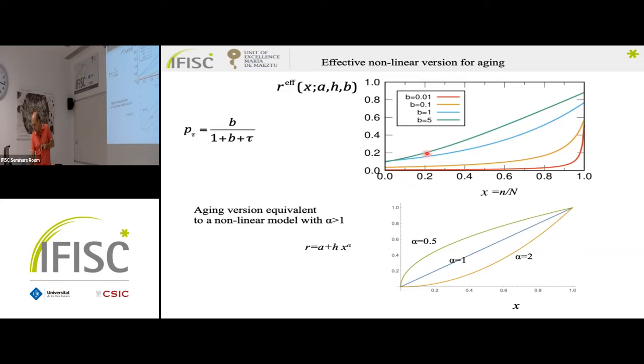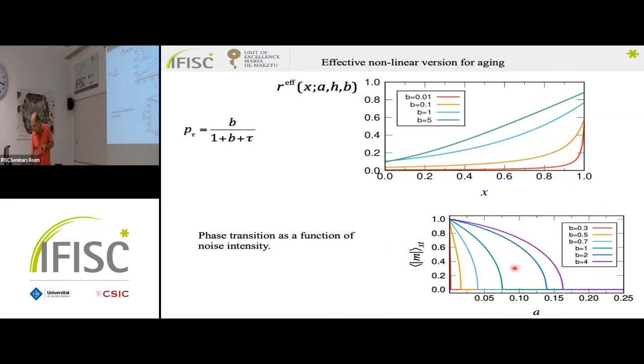What do we see? That this is similar to the rates of a Markovian nonlinear process. We have been able to reduce a non-Markovian process to an effective Markovian process, but going from linear rates to nonlinear rates. Therefore, we look at the similarity of this with nonlinear rates with alpha greater than one. So you have an effective nonlinear model with a power alpha greater than one. That's why the two models share the same phenomenology, and you can find the transition and the noise intensity.